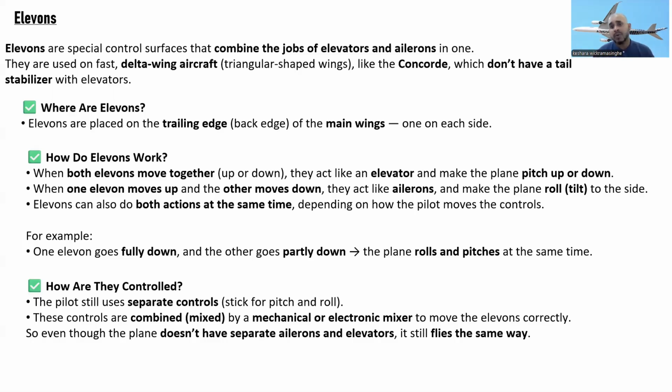It depends on how the pilot moves the controls. For example, if one elevon goes fully down and the other goes partly down, the plane rolls and pitches at the same time. Just remember that. How are they controlled? The pilot still uses separate controls, stick for pitch and roll, and these controls are mixed by mechanical and electronic mixers to move the elevons correctly. So even though the plane doesn't have separate ailerons and elevators, it still flies the same way.